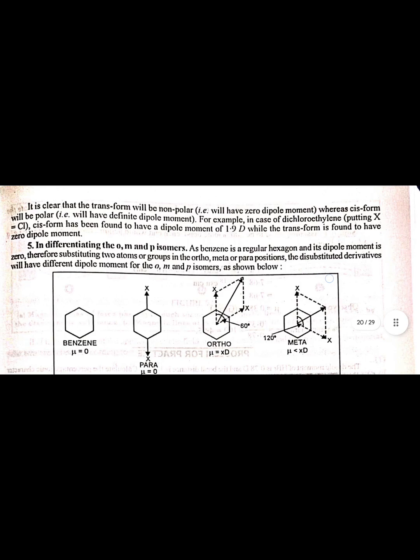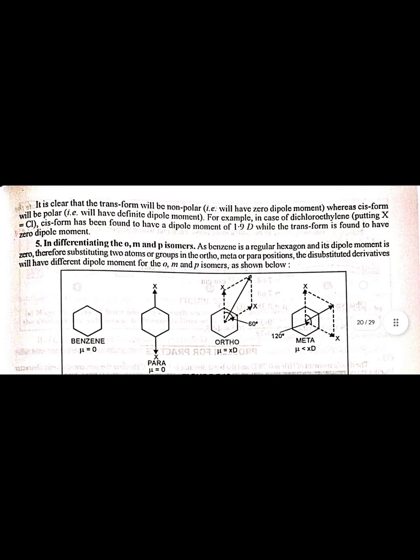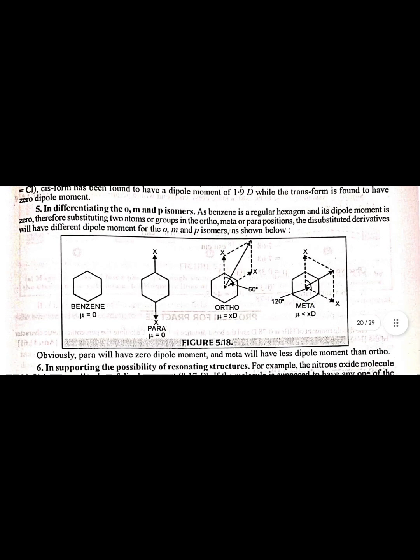4. In differentiating the cis and trans isomers, the cis and trans isomers are represented as C double bond C with H, H, X, X for cis, and C double bond C with X, H, H, X for trans. It is clear that the trans form will be non-polar, that is, will have zero dipole moment, whereas the cis form will be polar, that is, will have a definite dipole moment. For example, in the case of dichloroethylene, putting X equal to Cl, the cis form has been found to have a dipole moment of 1.9 D while the trans form is found to have zero dipole moment.